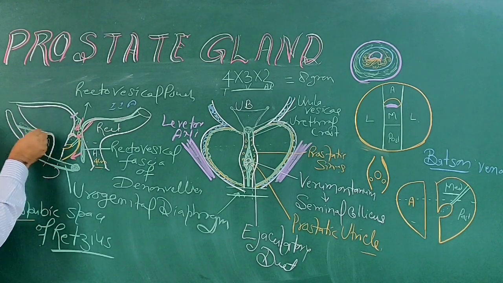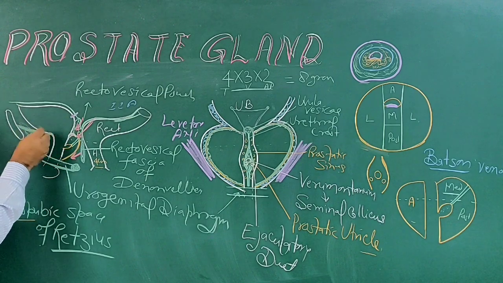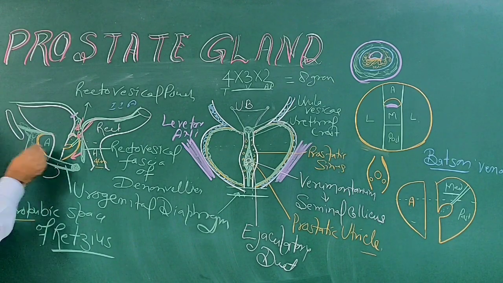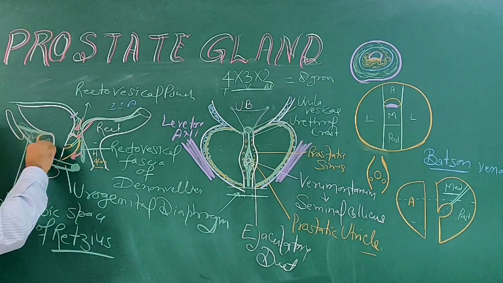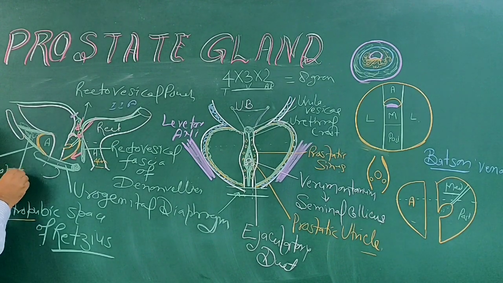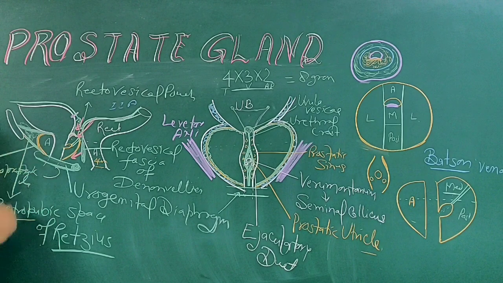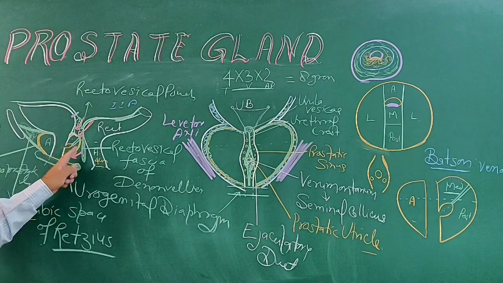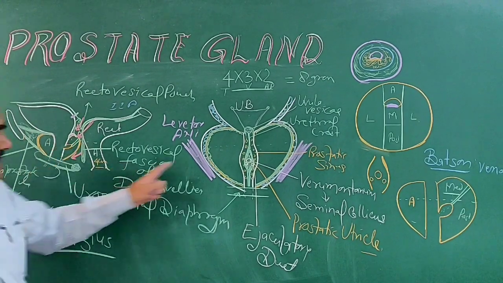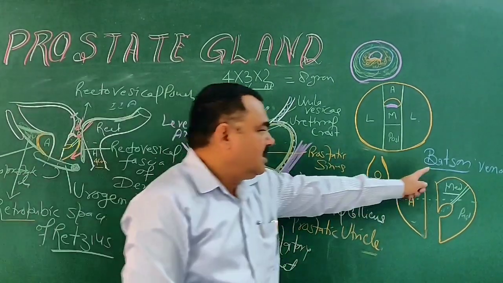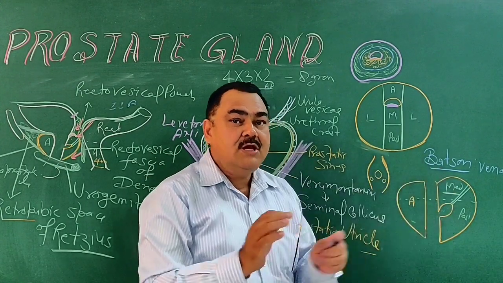Here is the anterior puboprostatic ligament. These are the two lateral puboprostatic ligaments, and here these are the two medial, right and left, puboprostatic ligaments. On the posterior side, similarly, one ligament is present due to condensation of the fascia. So this venous plexus travels along the posterior ligament and reaches up to the Batson venous plexus, which is around the vertebra.